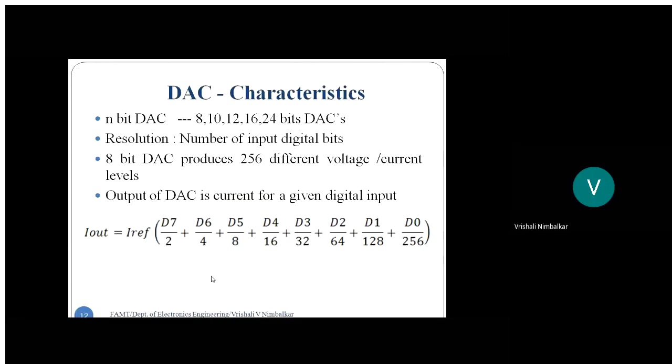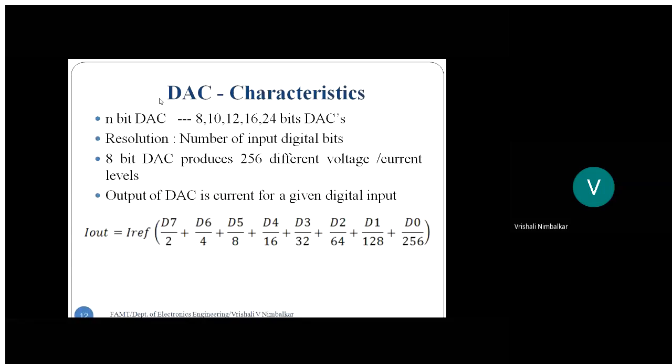Right, so we will look into DAC, digital to analog converters. Now, whatever parameters we saw related to ADC, that is resolution, step size, accuracy, conversion time, all these things are applicable here also. Okay, so DAC, we have n-bit DAC, that is 8-bit DAC, 10-bit DAC, and so on, 12-bit, 16-bit, and so on. So what is resolution?